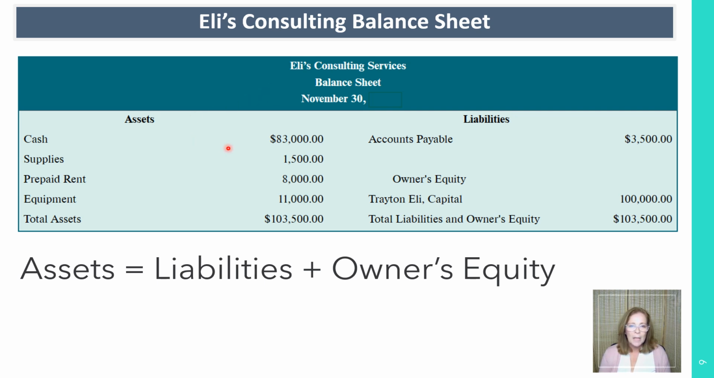On the asset side, we have cash of $83,000, supplies of $1,500, prepaid rent $8,000, and equipment of $11,000 for a total of $103,500 in total assets. On the other side, we have liabilities of $3,500 and owner's equity of $100,000 for a total of $103,500. And that, voila, brings us to what we call the balance sheet or the fundamental accounting equation: assets equals liabilities plus owner's equity.